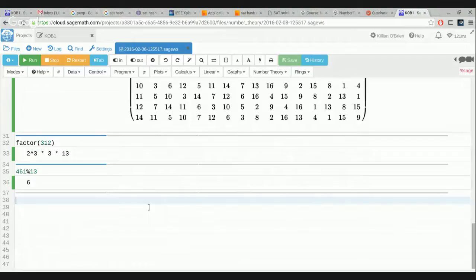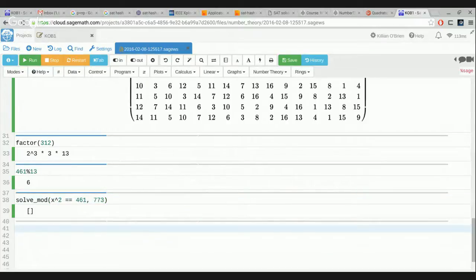So what are we doing with this? We're trying to solve the equation x squared equal to, what was it originally, 461, and the modulus is 773. So I'm hoping I get nothing, an empty solution set. There are no solutions. Okay? If there were solutions, it would tell me what they were. So that confirms the work we've done.